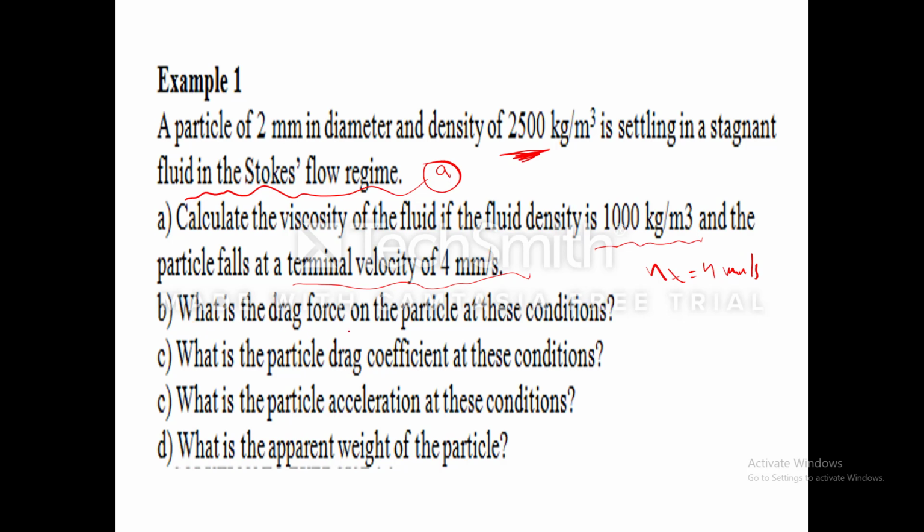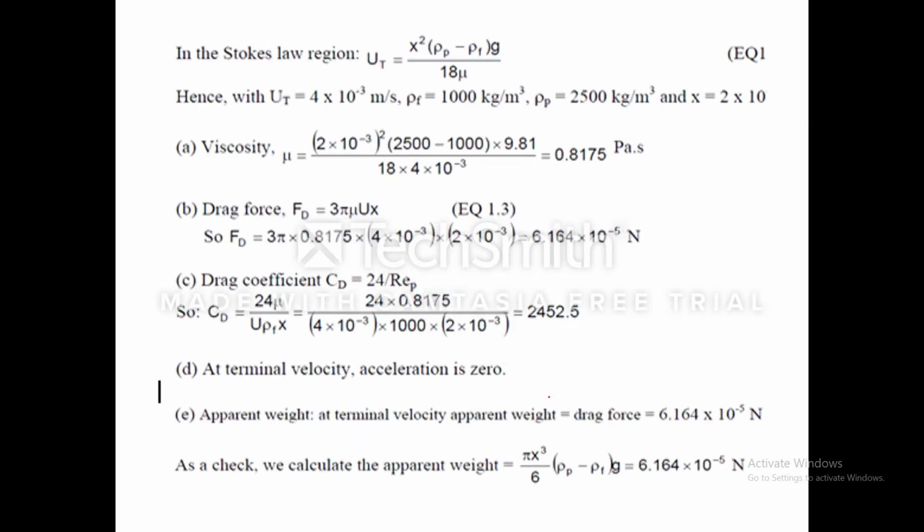What is the drag force on the particle at these conditions? What is the particle drag coefficient at this condition? What is the particle acceleration at this condition? What is the apparent weight of the particle? So in the Stokes region, we have this equation: ut equals x squared times (rho p minus rho f) times g over 18 mu. Ut is given, rho f given, rho p given, diameter given. So we can compute the viscosity, which will be 0.8175 pascal second.